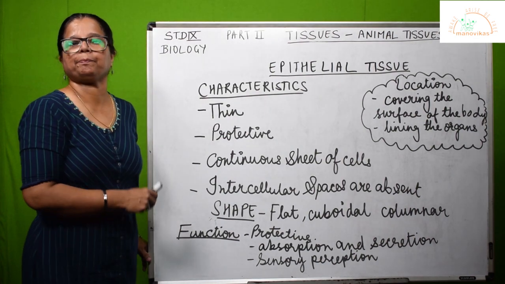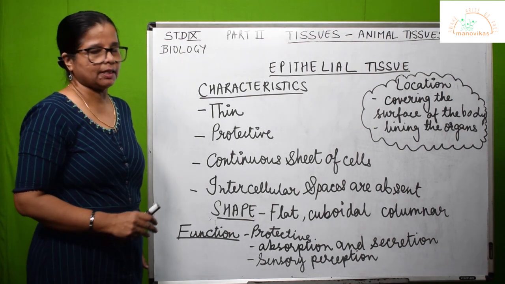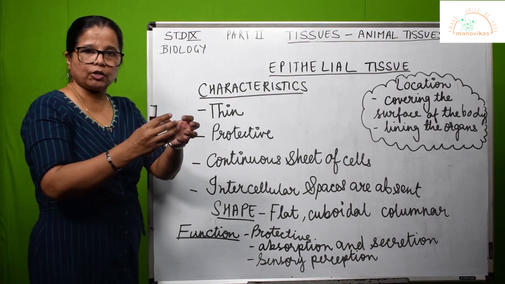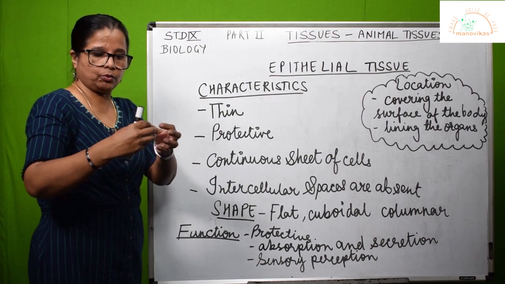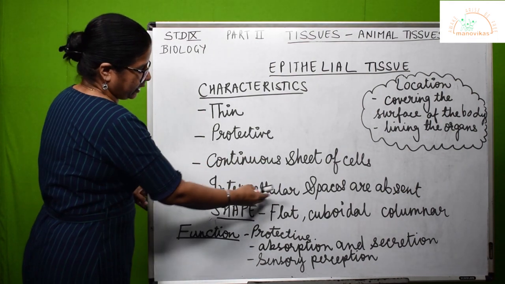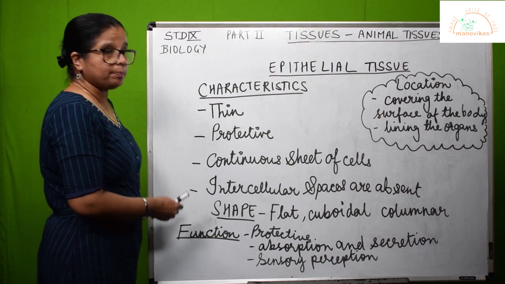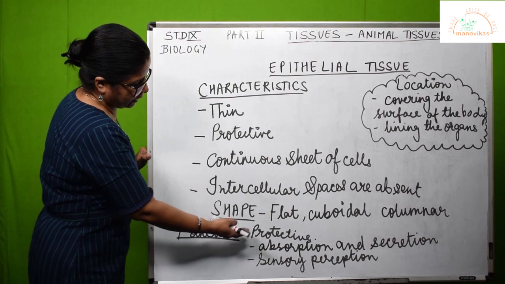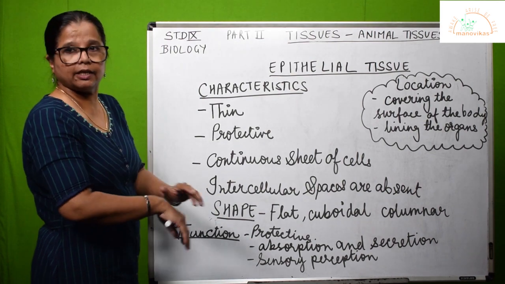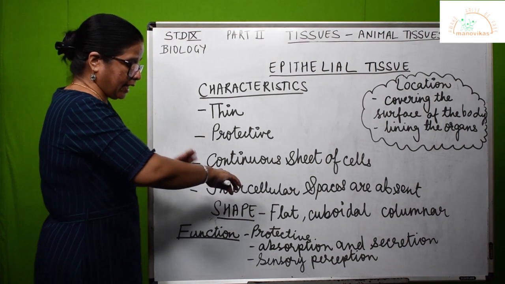What would be the shape if something is making up something like a sheet? What could be the shape of the cells? The cells could have been flat because it's making a sheet. It can be cuboidal, cubes arranged close to each other without any gaps, or columns arranged close to each other without any intercellular spaces between them. Then, what could be its function? The functions, look at the functions, protective. Like our skin, it's covering the entire body, protection. It's providing protection to the internal organs, whatever is under the skin.